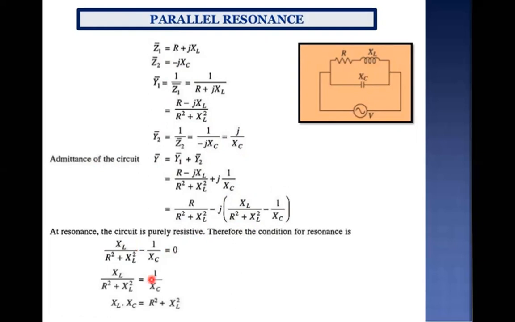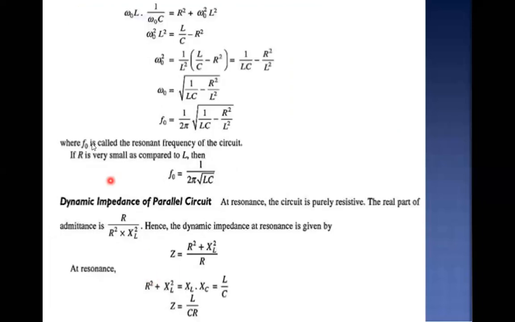And we can say that XL times XC is equal to R square plus XL whole square. And if you substitute the values, finally you'll get the resonant frequency is equal to 1 upon 2 pi under root of 1 by LC minus R square by L square, where F naught is called the resonant frequency of the circuit. And if R is very small compared to L, then we can write the resonant frequency is equal to 1 upon 2 pi under root of LC.